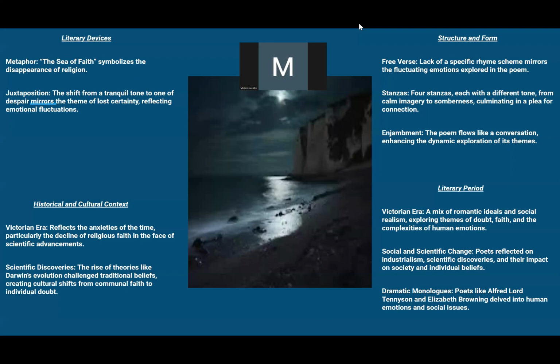The social and scientific change was reflected in industrialism, scientific discoveries, and their impact on society and individual beliefs. Poets like Alfred Lord Tennyson and Elizabeth Browning delved into human emotions and social issues during this literary period.